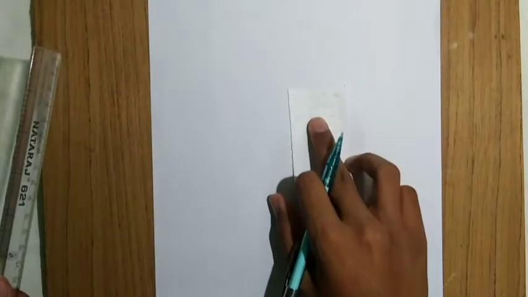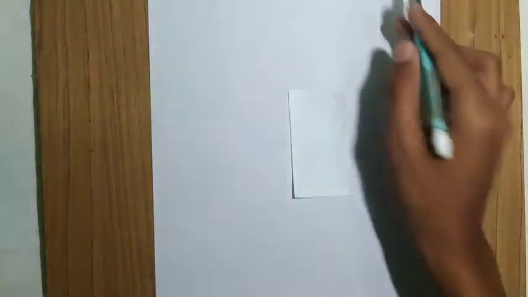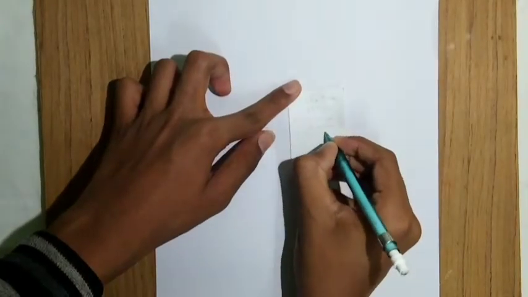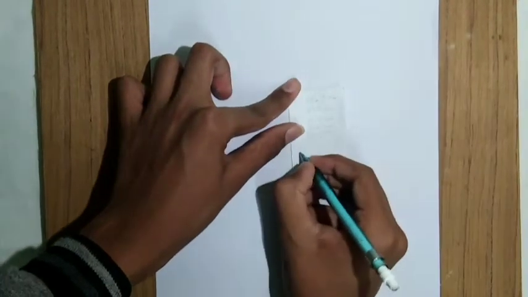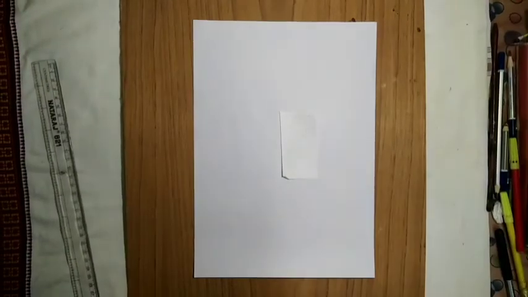Let's keep this aside. Now it's A4 paper length and breadth. Now let's make it into A5 length and breadth. Now we have to convert into A5 paper. The length of A5 paper is, before telling, let's zoom in.